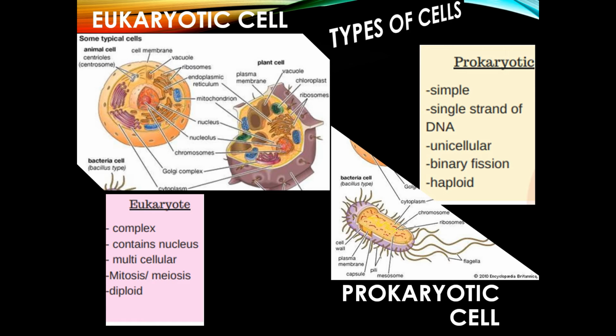The only one exception is yeast. Yeast is a single eukaryotic cell, the only single-cell eukaryotic cell which exists as a whole organism, right? All other multicellular organisms are eukaryotic in nature. They divide by the process of mitosis and meiosis, and they are diploid in nature. Diploid means they have two sets of chromosomes.